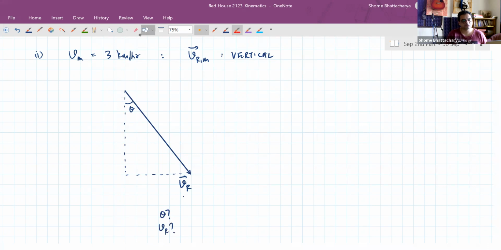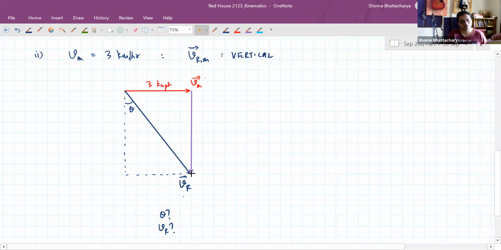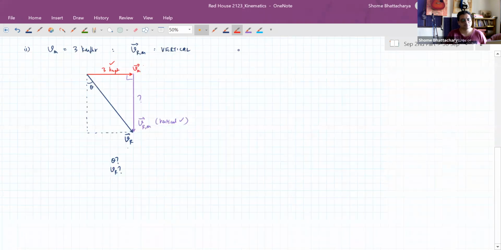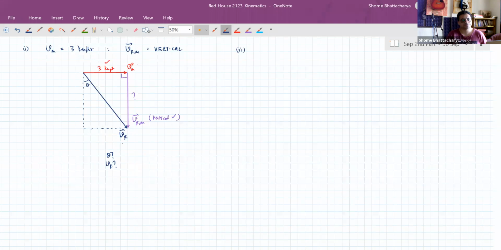But we know that when the person is walking at 3 kilometers per hour horizontally, that time we know that the relative velocity appears to be vertical. So the vector diagram. So this angle will be 90 degrees. So this one's magnitude we don't know, but we know that it is vertical. And this one we know completely in terms of magnitude and direction. So this is one vector diagram which will give us some information. And in the second aspect of this situation, what he is doing is he's changing his own velocity of moving.